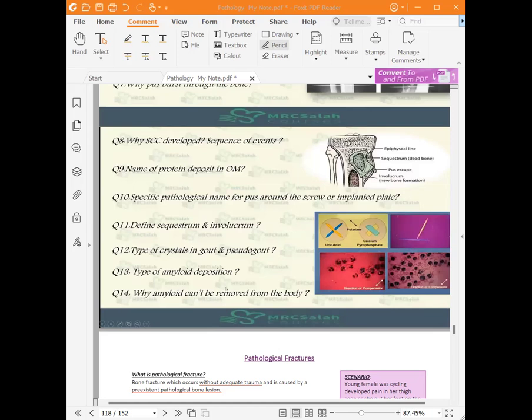Sequestrum is a dead bone which is separated from the bone during the process of necrosis, and involucrum is a lamellar bone or a reactive woven type of bone which deposits around the sequestrum.